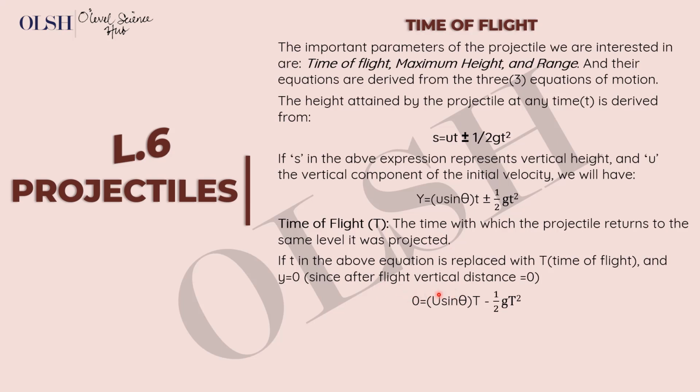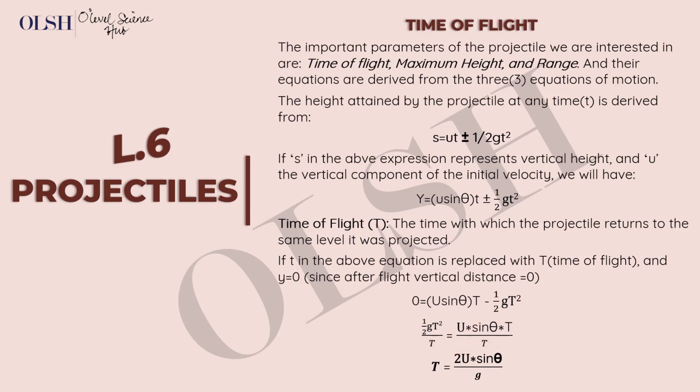So we're going to have 0 equal to u sine theta times time of flight minus half g time of flight squared. Rearranging this, we take this to the other side, so we have half g t squared equal to u sine theta times time of flight. Now if you divide both sides by time of flight, so we're trying to make t the subject of formula, we're going to have finally t equal to 2u sine theta over g.